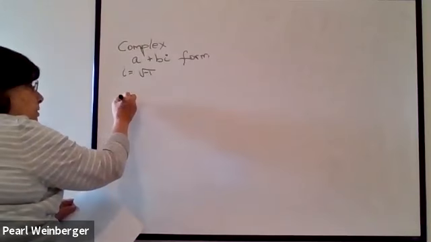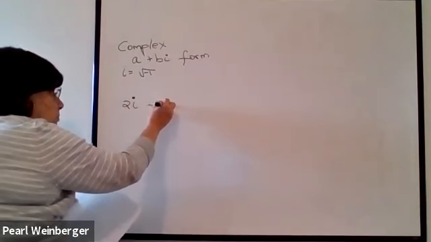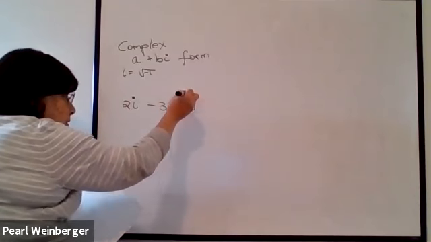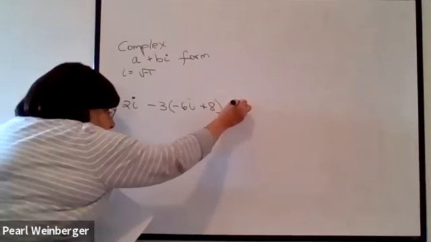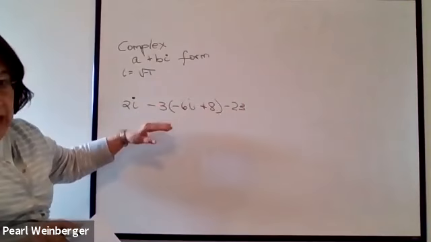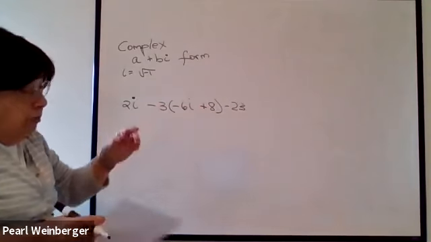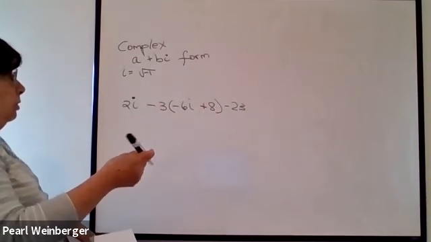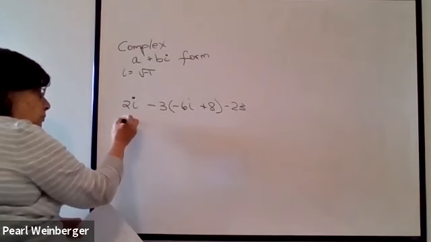suppose I gave you an expression like this: 2i minus 3 times -6i plus 8, minus 23. I gave you an expression that had regular numbers and imaginary numbers, i's, and I asked you to simplify it. Well, you're going to treat this like regular algebra. In other words, you're going to remove the parentheses by using the distributive law.